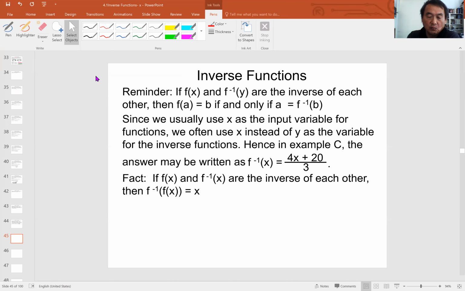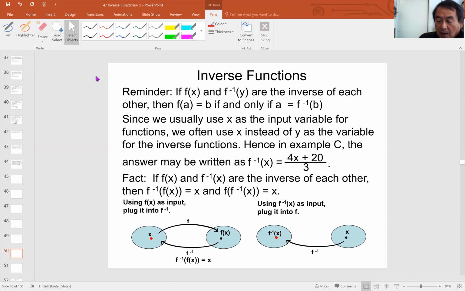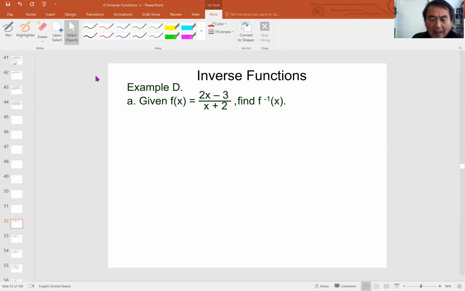Written using this notation, we have the compositions, plugging one into the other, and I will recover the original x. In other words, x will travel a round trip in these pictures. x will go to f of x, then applying f inverse to the f of x output will bring me back to the original x. And also this way: if I apply the inverse to x, I get something in the domain, or in the range in this case, and then it goes back to the original x.